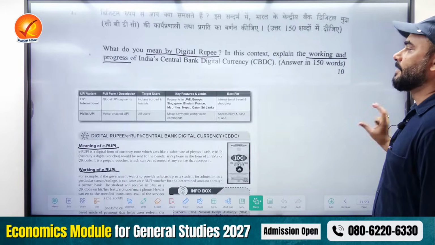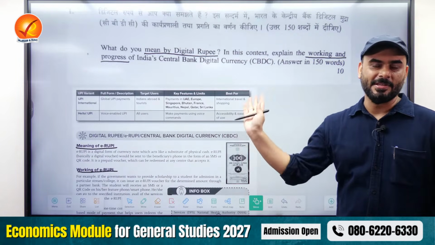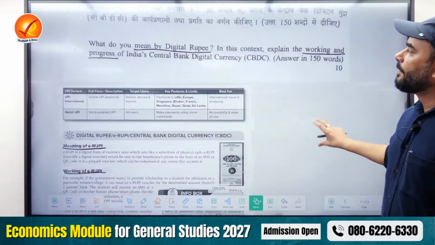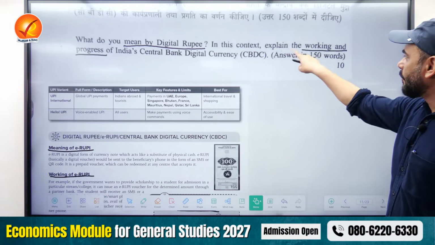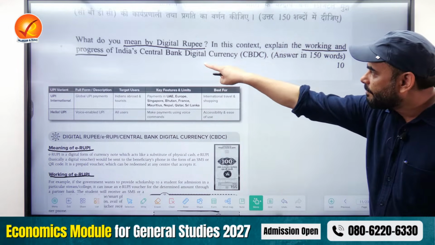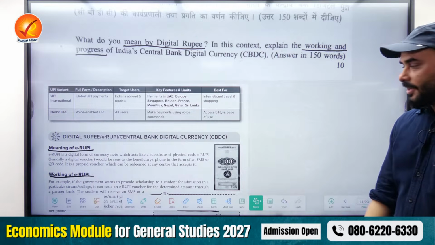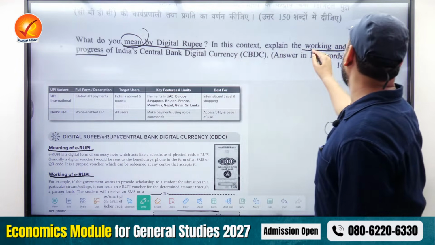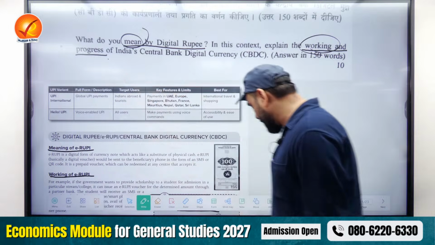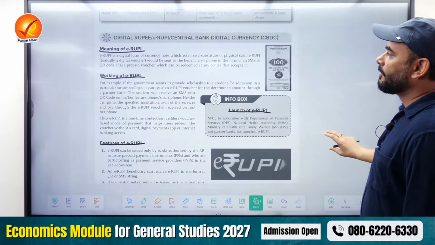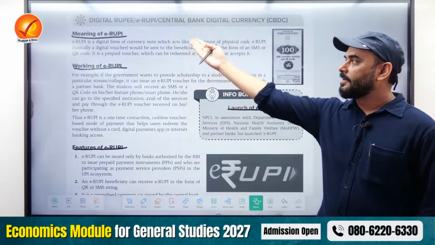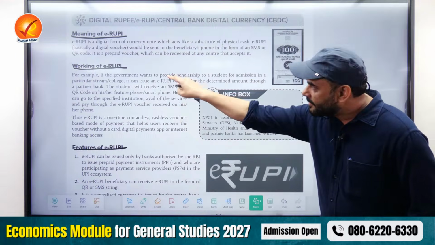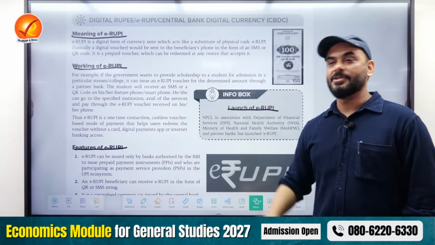Look at this, please. Question number 1 of UPSC this year. It says, what do you mean by digital rupee? In this context, explain the working and progress of India's CBDC. So what are the keywords? First is meaning. The second is working and progress. Let's see our notes, whether we covered it in the class or not. That's the meaning, that's the working, and that's your progress.